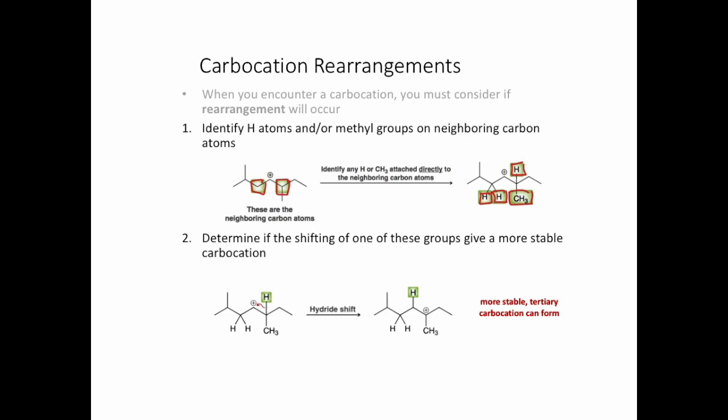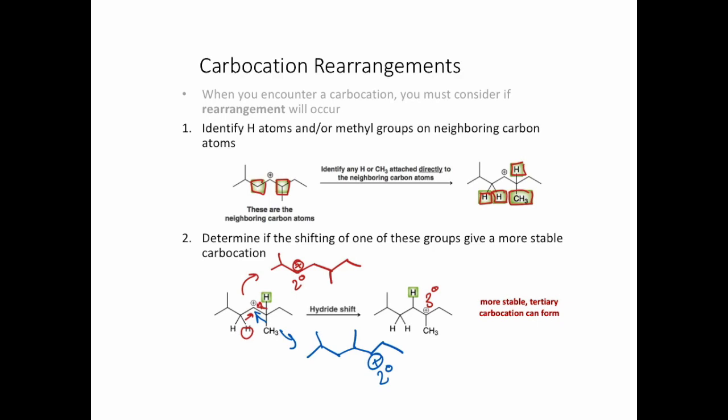It turns out that if you shift this hydrogen with its electrons, you get a tertiary carbocation as a result, which is more stable. If you were to shift that hydrogen, you would get a secondary carbocation, which is no better than what you started with. And if you instead tried to shift the methyl, you would get this structure, which is also secondary, so that's also no better than what you started with.